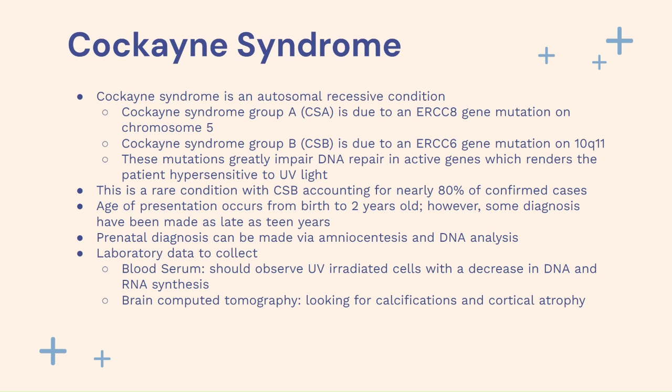So this is a rare condition. Usually CSB takes the predominance, the lion's share, if you will, of Cockayne syndrome, but CSA is also documented, so don't count that out. In blood serum you can observe UV irradiated cells with a decrease in DNA and RNA synthesis, and CT will show you a calcification in cortical atrophy.